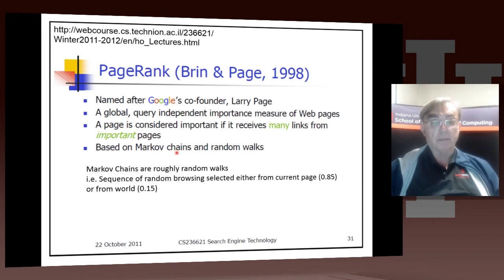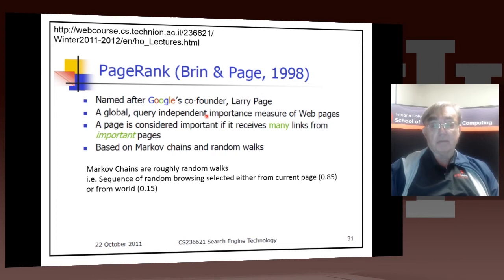The idea is that a page is important if it receives many links, and a link is more important if the page it comes from is important. It is actually relatively simple, like many elegant, clever ideas. It's not difficult to calculate, and it is based on a random walk or Markov chain idea. For the purpose of these lectures, Markov chains are roughly random walks.